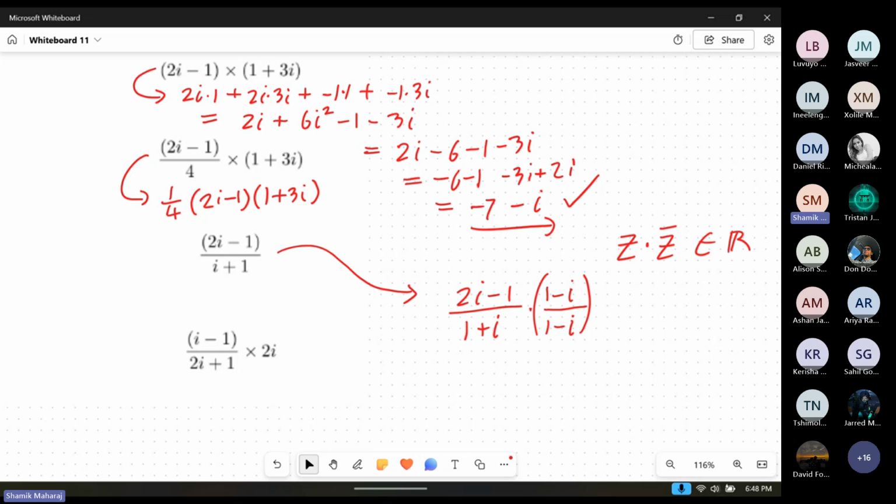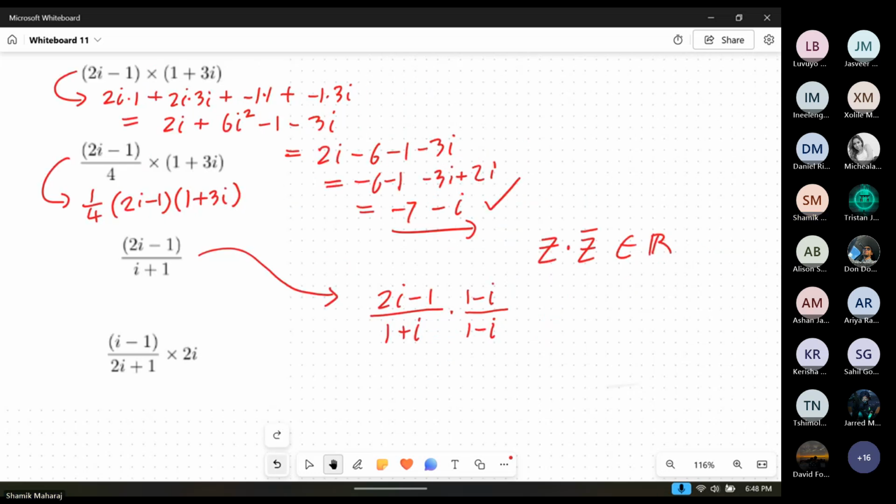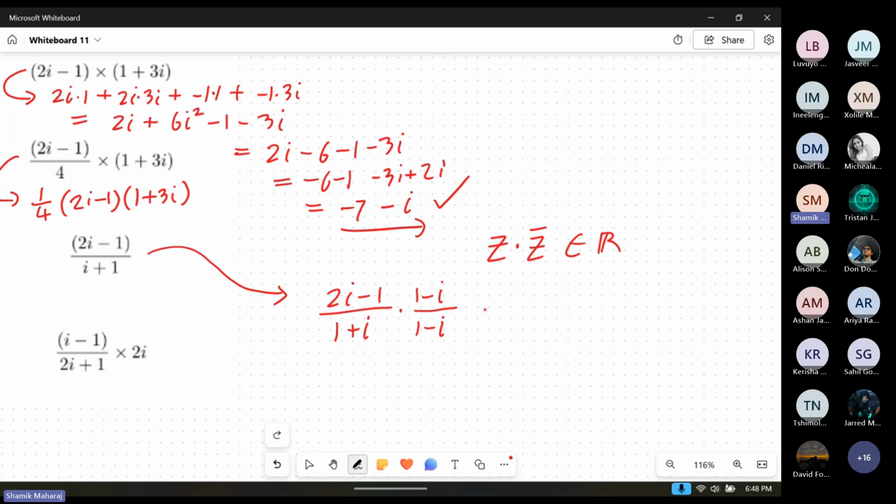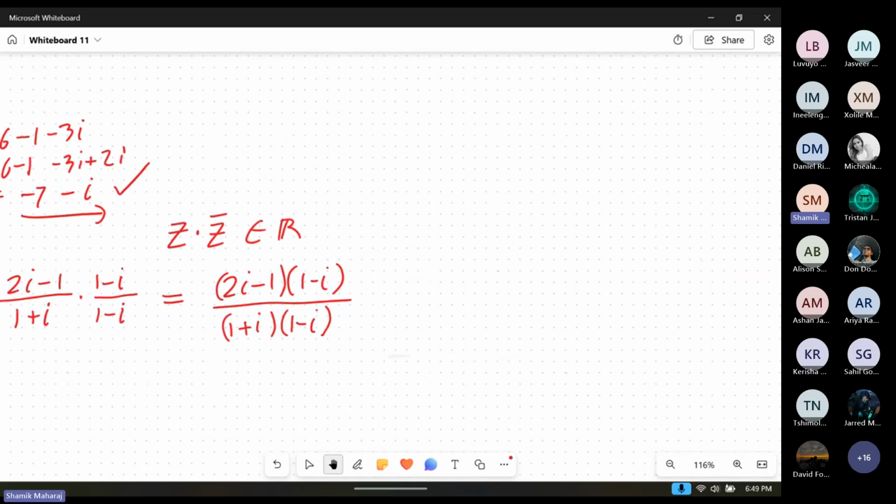So it's like we're multiplying by 1, which doesn't do anything. So that's mathematically legal. We can do that. And now that we've done this, we should be able to simplify this. It's just a matter of foiling everything out. So the top here, I'll write it as 2i minus 1, 1 minus i. The bottom is 1 plus i, 1 minus i. So let's do them both in one go.